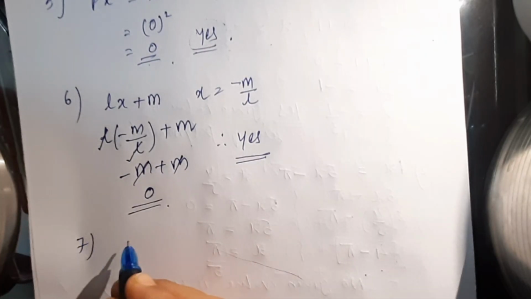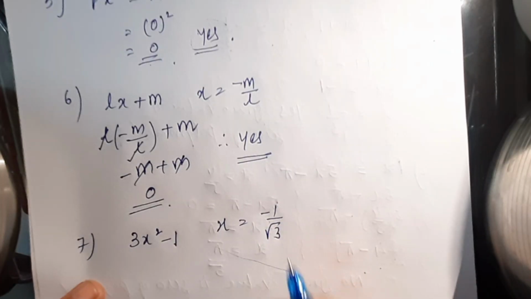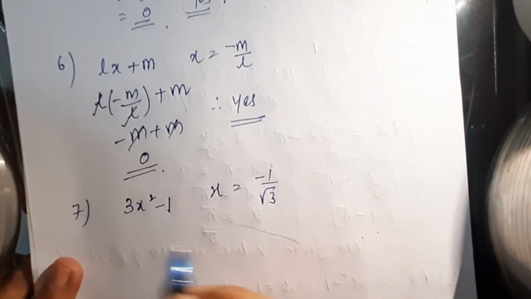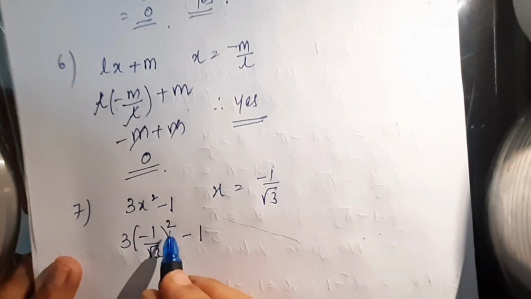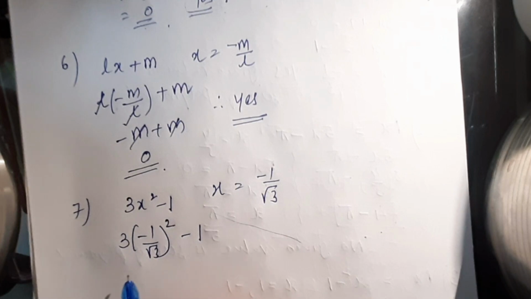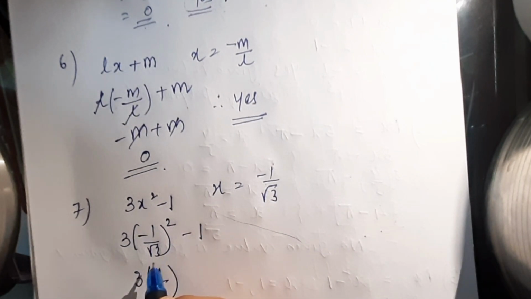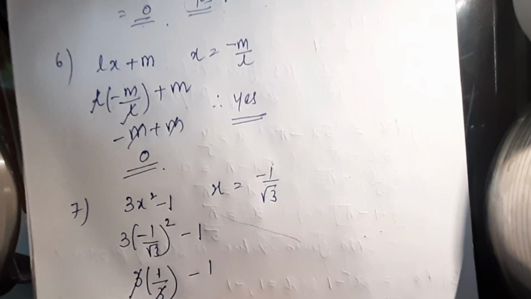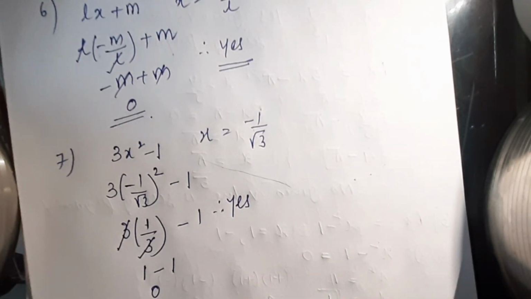Now the seventh question. It's given 3x square minus 1, where x is minus 1 upon root 3. Now replace x with minus 1 upon root 3. Here x square is there. Whenever we square a root number, the root gets removed. Thus the answer is 3 multiplied by 1 by 3. We are squaring minus 1 by root 3, so it will be 1 by 3. 3 is getting cancelled. 1 minus 1 is 0. Again, the given value is the 0 of the polynomial.